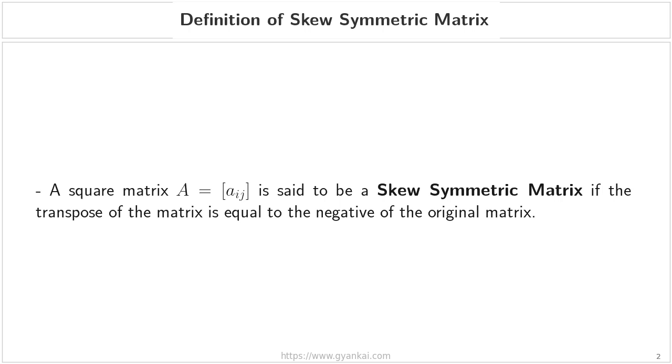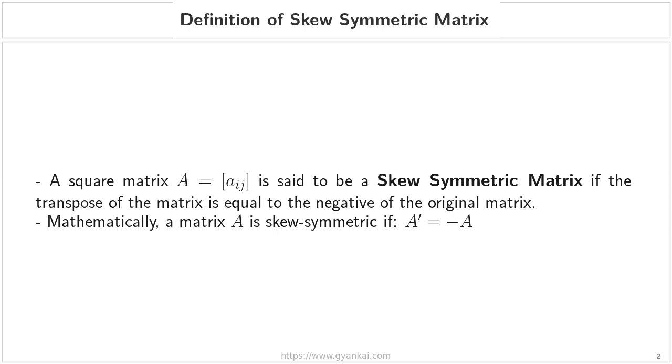Definition of skew symmetric matrix. Now that we have reviewed symmetric matrices, let us move on to the definition of a skew symmetric matrix. First, it is important to note that we are dealing with a square matrix, which we will call matrix A. A square matrix is said to be a skew symmetric matrix if the transpose of the matrix is equal to the negative of the original matrix. To express this mathematically, matrix A is skew symmetric if A transpose equals negative A.